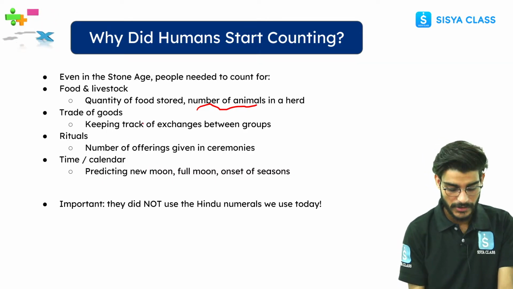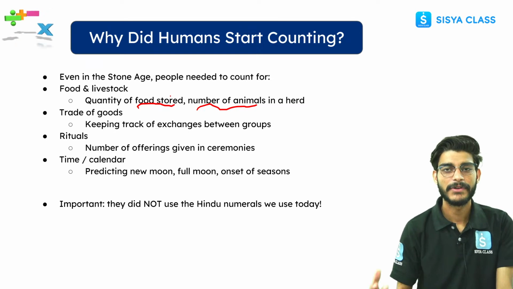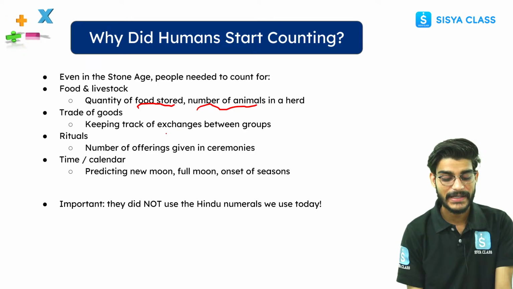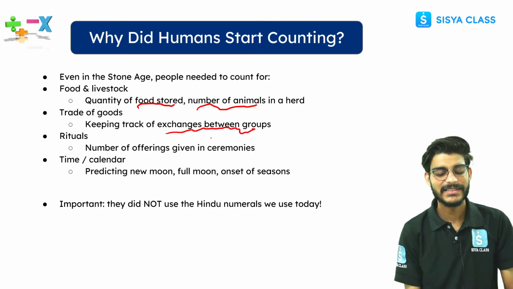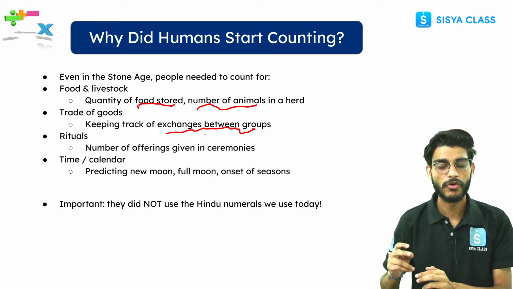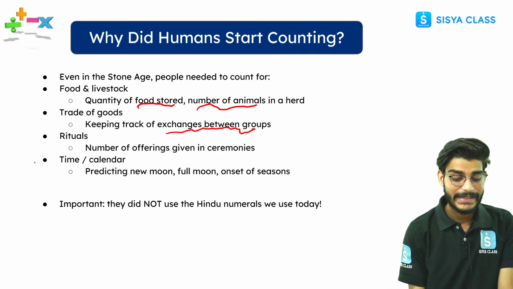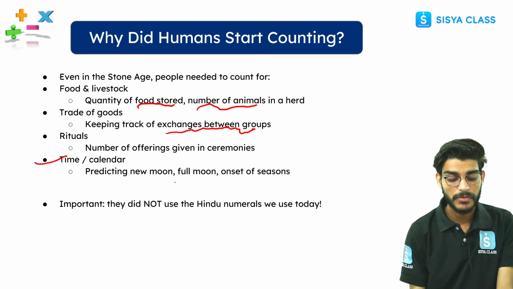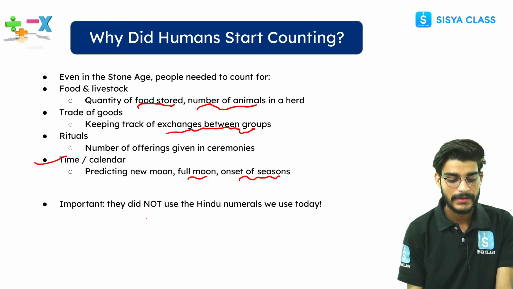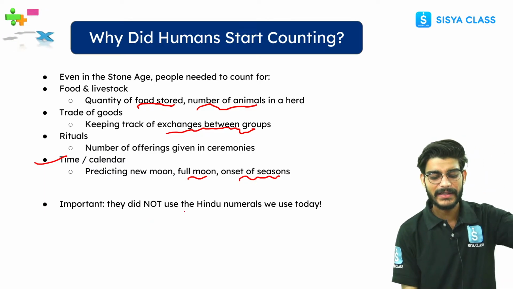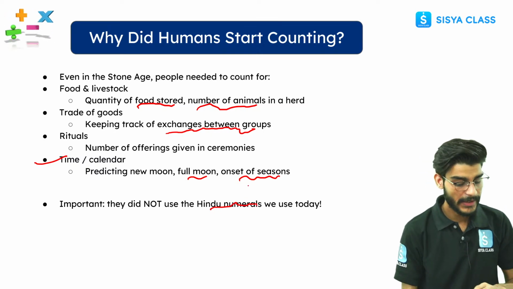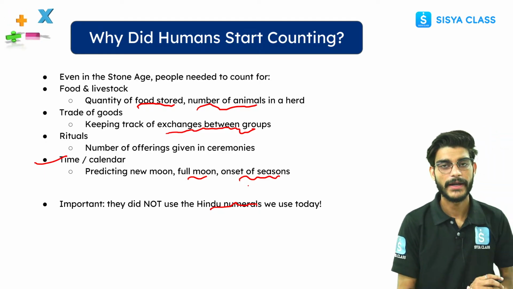There is also the quantity of food stored, what quantity of food we have stored. There also we needed counting. Keeping track of exchanges between groups. So these are some situations where we needed numbers for counting. Then time and calendar, like predicting the new moon, full moon, and onset of seasons. But back then there were not Hindu numerals like we use today, right? So where all of these things started, we're going to look at in this chapter.